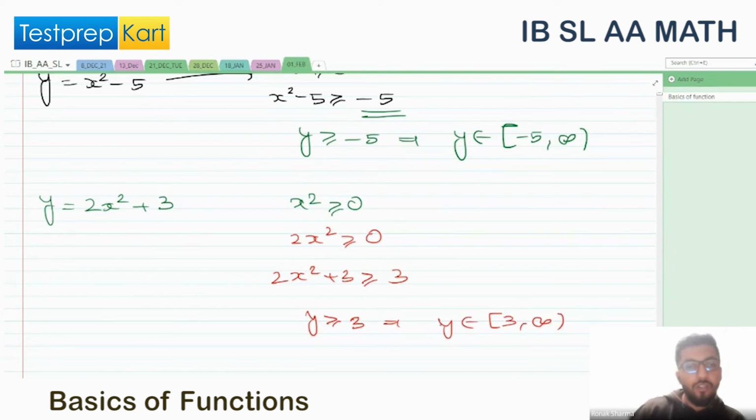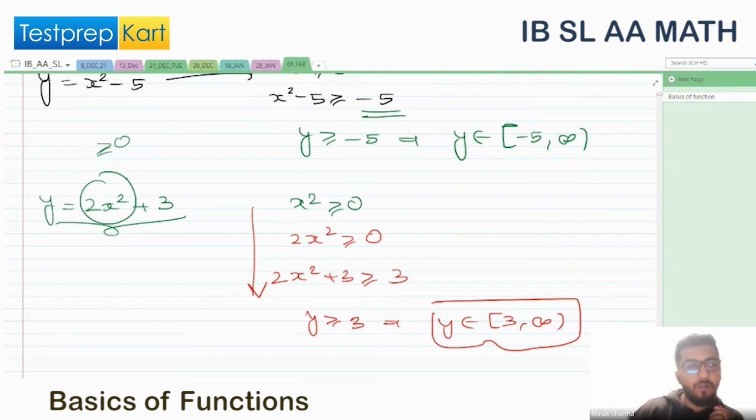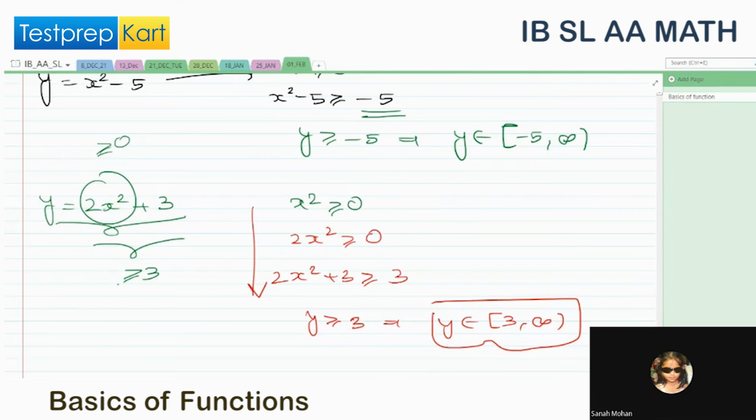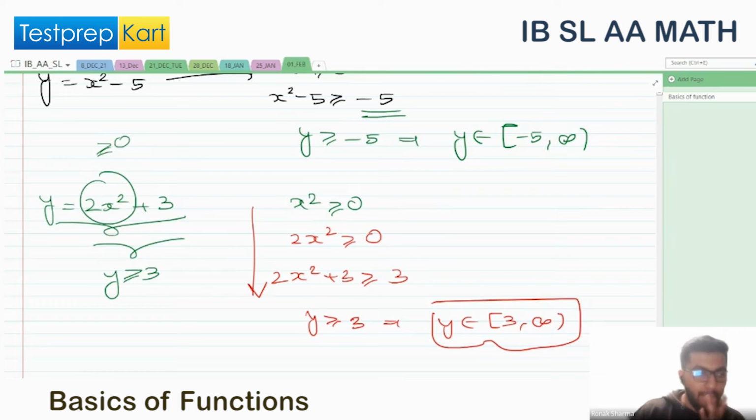I don't think you are going to simply do these steps every time. I hope now you are able to do it right away. Okay, sir, I know that this thing is always greater than or equal to 0, so this thing overall will be greater than or equal to 3. Got it? That way also we can do it.